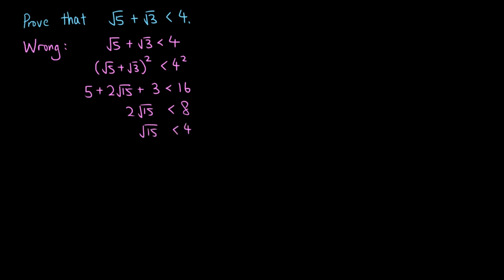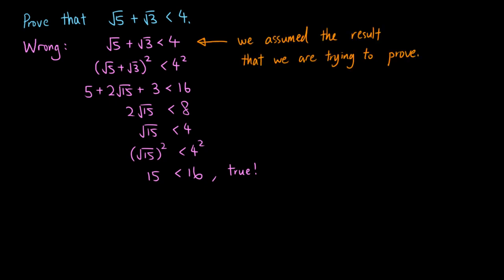We square again to get the square of square root of 15 is less than 4 squared, or 15 is less than 16. This is true, so square root of 5 plus square root of 3 is less than 4. All of these are nonsense because the first line that we started with is the result that we are trying to prove, so we cannot assume it is true and work from there.